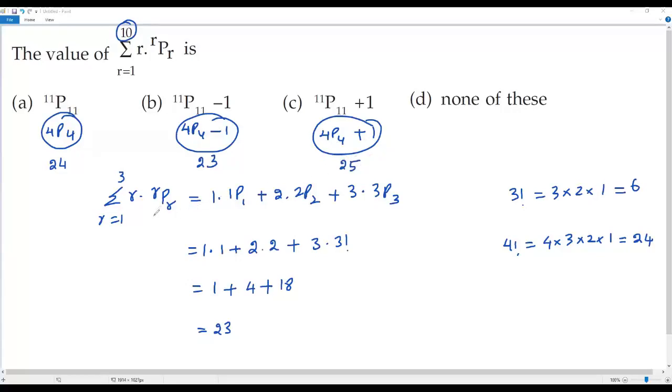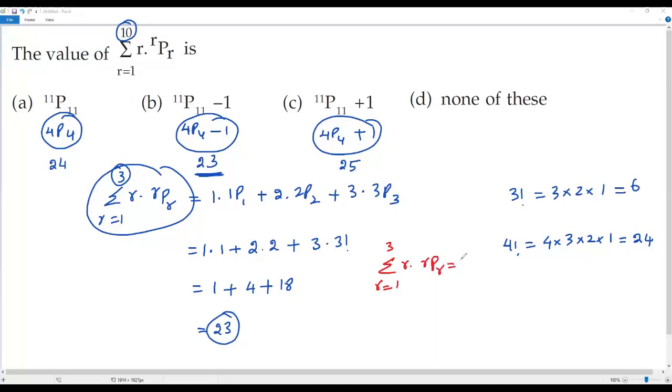So when the maximum value of r is 3, the value of this series is 23, and we get the same value 23 in the second option. So when the maximum value of r is 3, the given series, summation r equals 1 to 3, r times rPr, equals 4P4 minus 1.